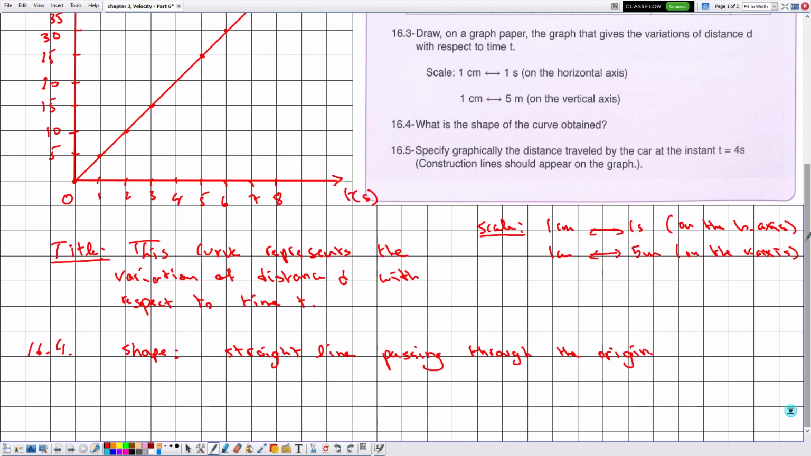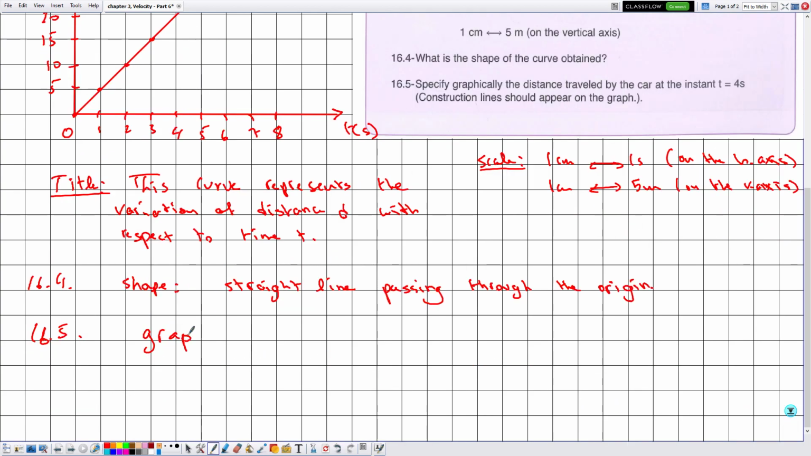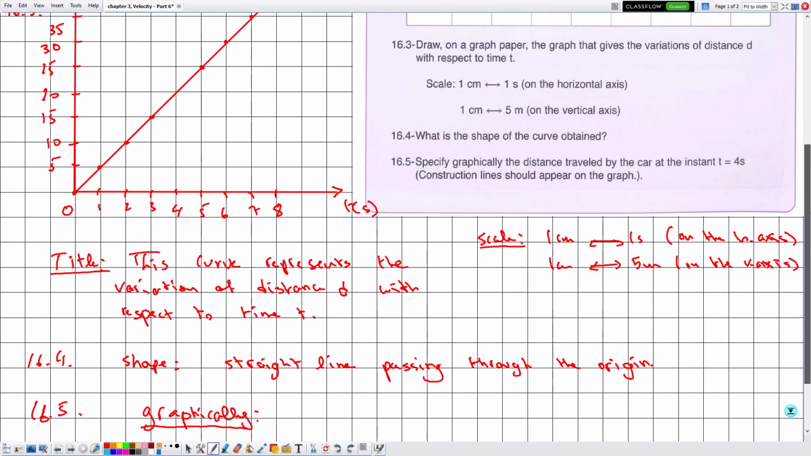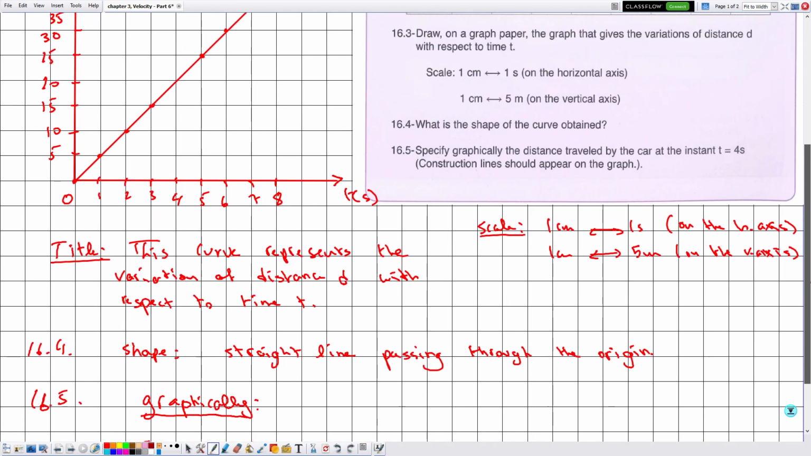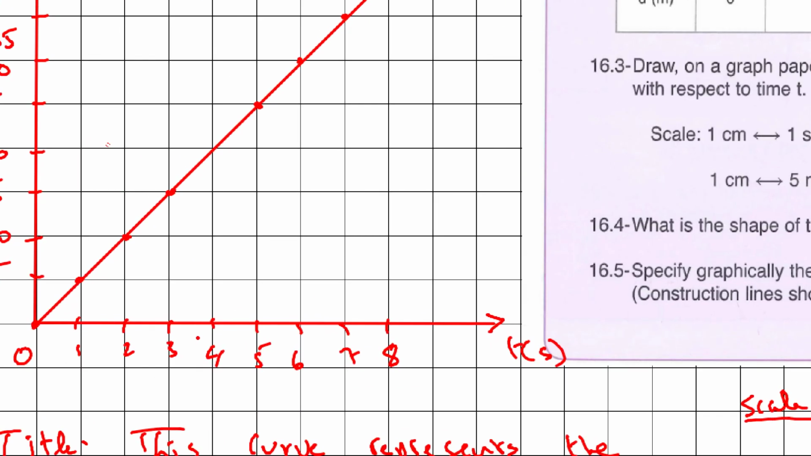Now in 16.5 they are telling me to specify graphically. So because we are using the graph, we must say graphically. They are telling me to specify graphically the distance traveled by the car at the instant t is equal to 4 seconds. So let's say for t is equal to 4 seconds, we need to determine the value of the distance d. We have d is equal to what? Then t is equal to 4 seconds corresponds to this point on the curve.